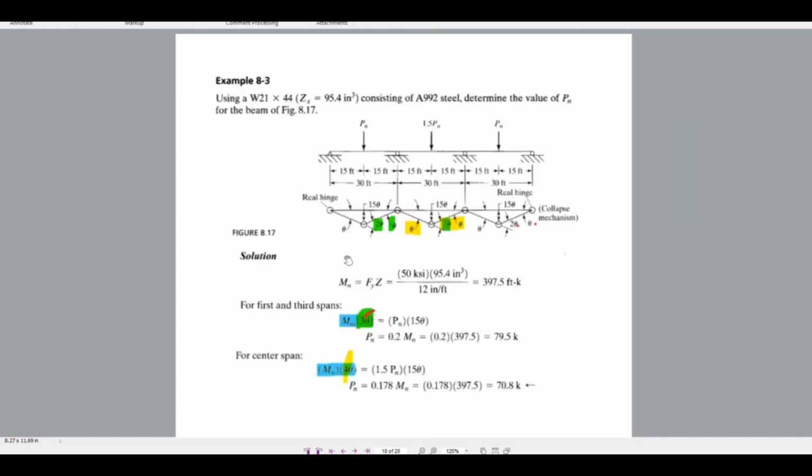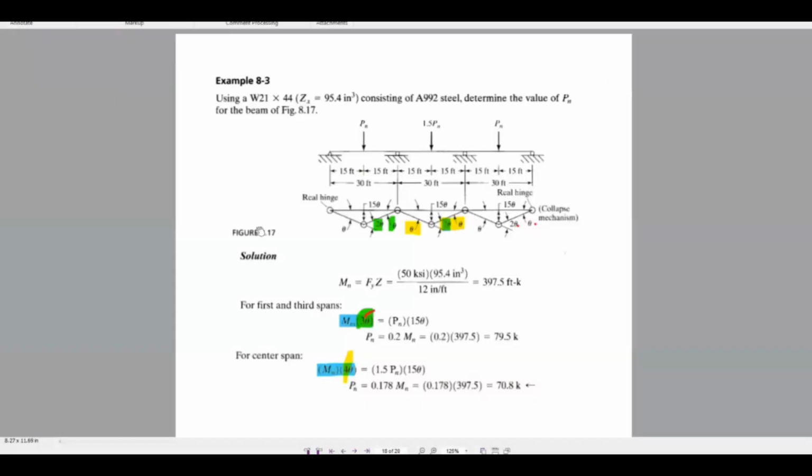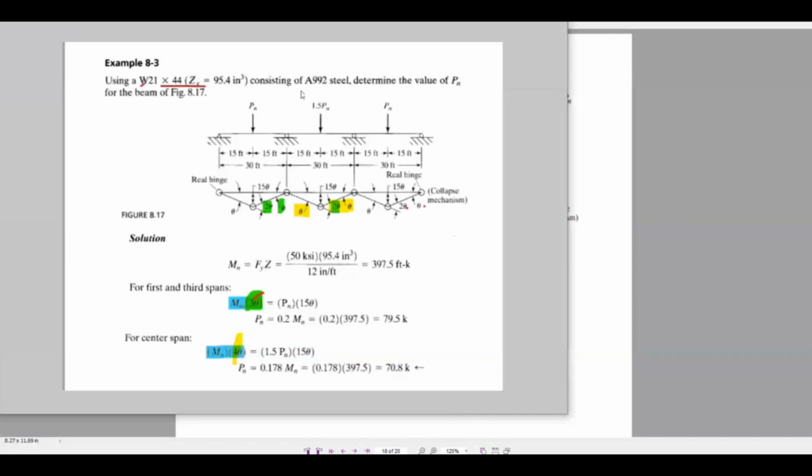Now the next example, which we can also see here. A W21x44 consisting of A992 steel, Pn. So Pn equals 15 feet. So theta here and here theta, 2 theta, here also theta, 2 theta, everywhere like this. And Mn equals Fy into Z. Mn equals 3 theta, here a real hinge, right? So theta plus 2 theta only. For first and last also a real hinge, so only 3 theta, Pn into 15 times theta. For the center span 4 theta, it will come 1.5 Pn, this is 1.5 Pn. The vertical displacement is 15 theta, so it's 70 kips.